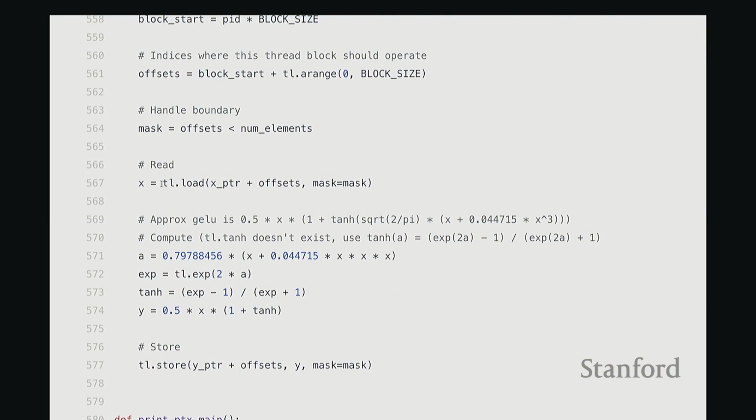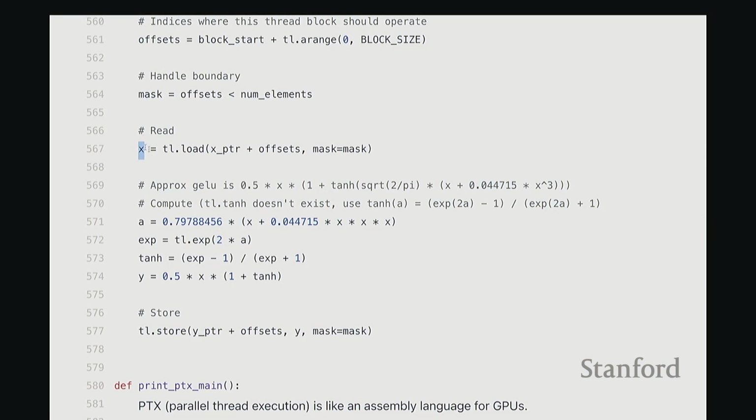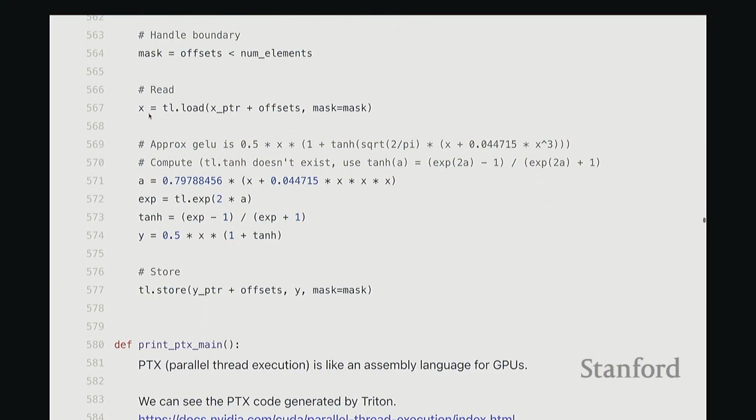Now, I'm going to load everything at once in a single vectorized operation. So x pointer plus offsets, these are the values that I'm responsible for, masked, and it's loaded into x, which is my internal temporary vector that I need. And with this temporary vector, I'm going to do exactly the old GeLU computation. There's no tanh, so I compute that manually.